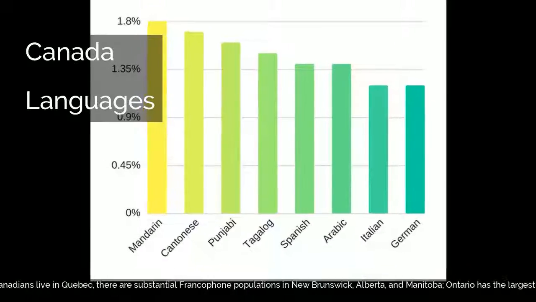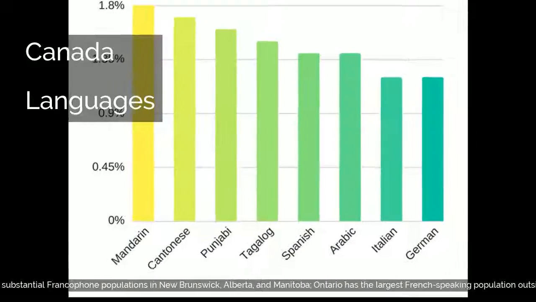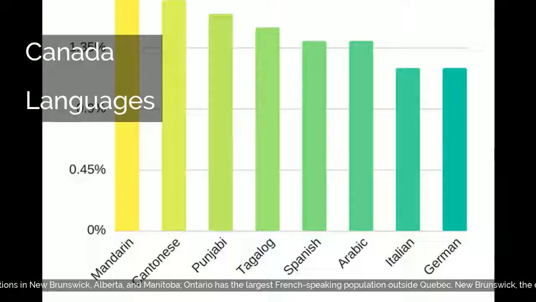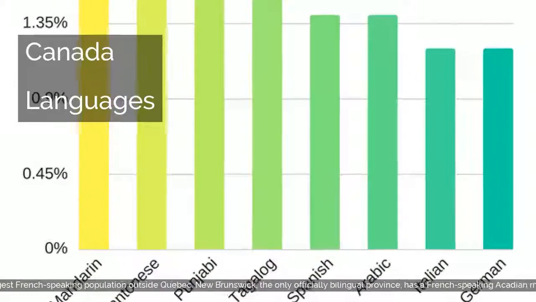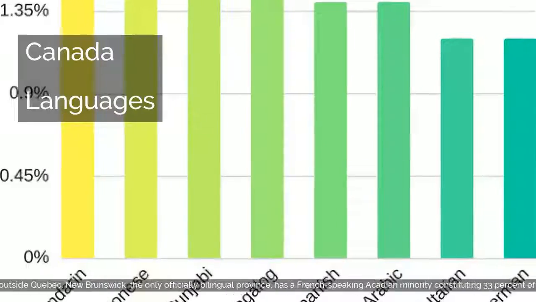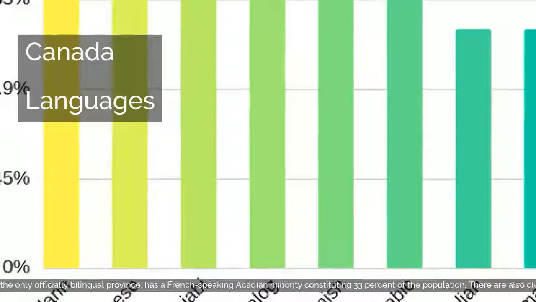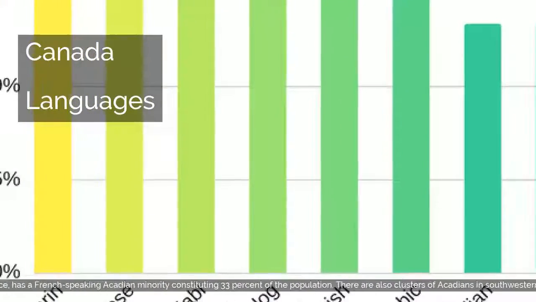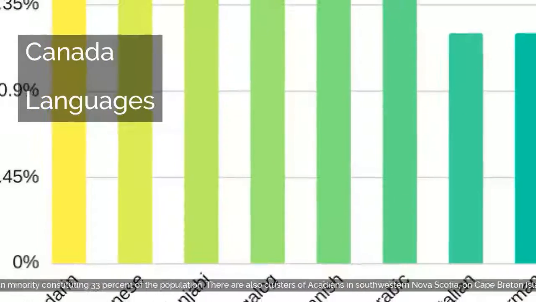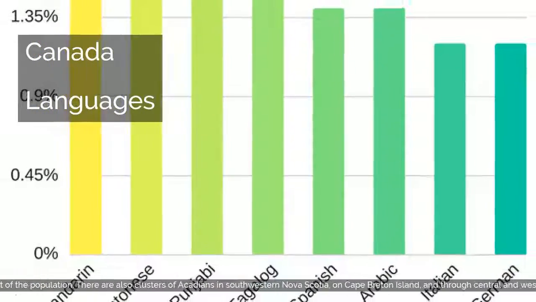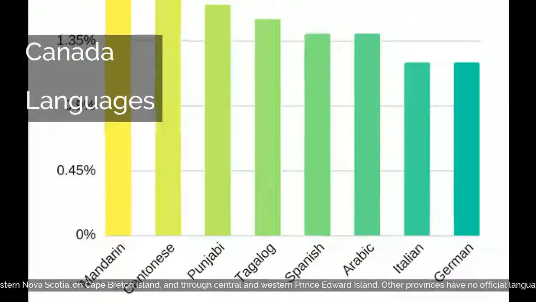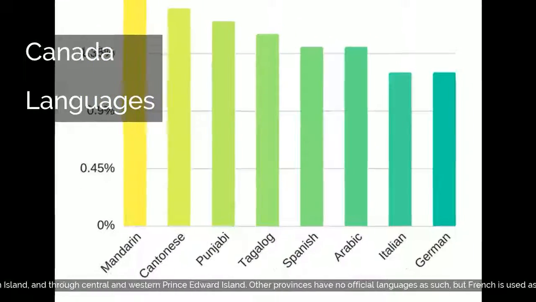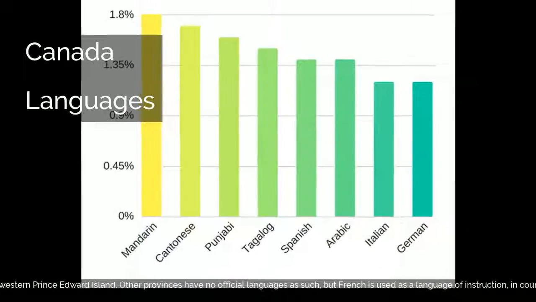The 1977 Charter of the French Language established French as the official language of Quebec. Although more than 85% of French-speaking Canadians live in Quebec, there are substantial francophone populations in New Brunswick, Alberta, and Manitoba. Ontario has the largest French-speaking population outside Quebec. New Brunswick, the only officially bilingual province, has a French-speaking Acadian minority constituting 33% of the population.